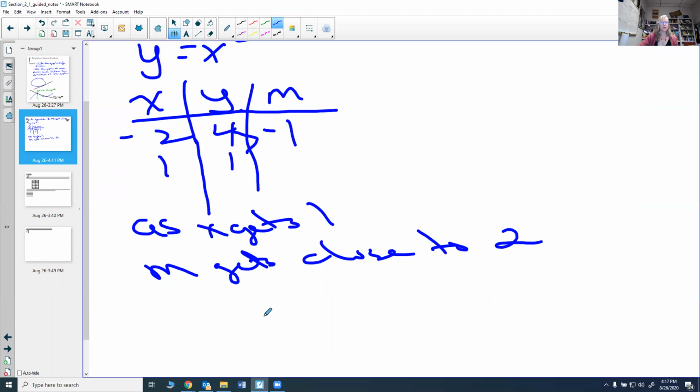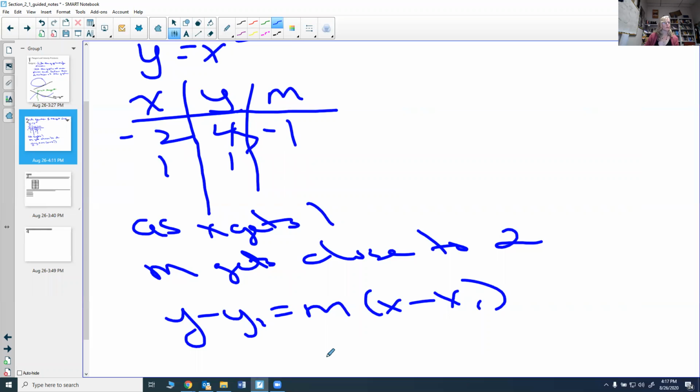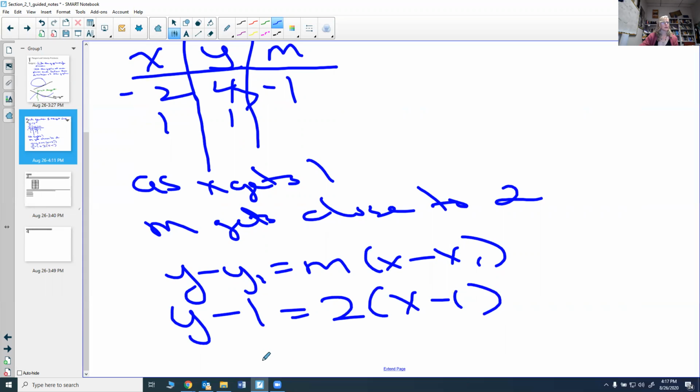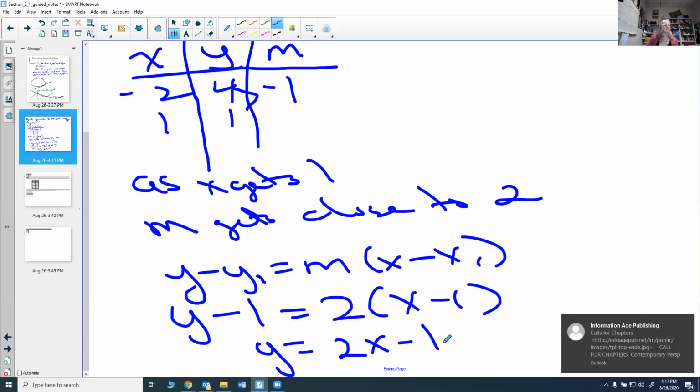And once we know what the slope is, then it's just y minus y1 is equal to slope times x minus x1. We're at the point 1, 1. So it would be y minus 1 is 2 times x minus 1. So we get y is equal to 2x minus 2 plus 1, which is 2x minus 1. And that would be the equation. Okay? So that's how this all works.